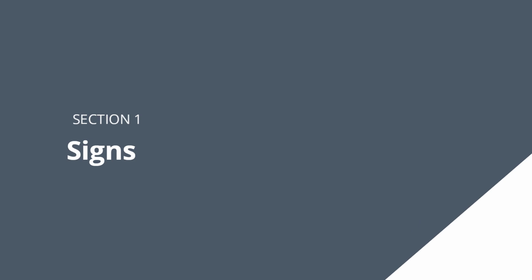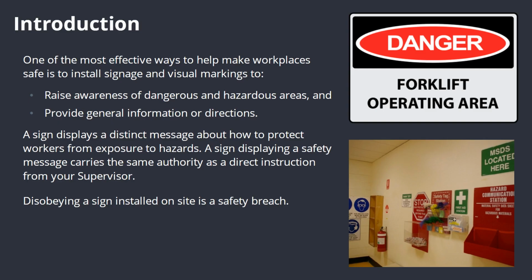Section 1. Signs. One of the most effective ways to help make workplaces safe is to install signage and visual markings to raise awareness of dangerous and hazardous areas, and provide general information or directions. A sign displays a distinct message about how to protect workers from exposure to hazards. A sign displaying a safety message carries the same authority as a direct instruction from your supervisor.